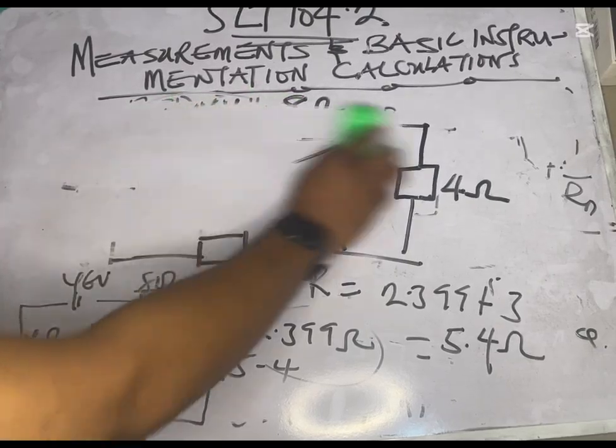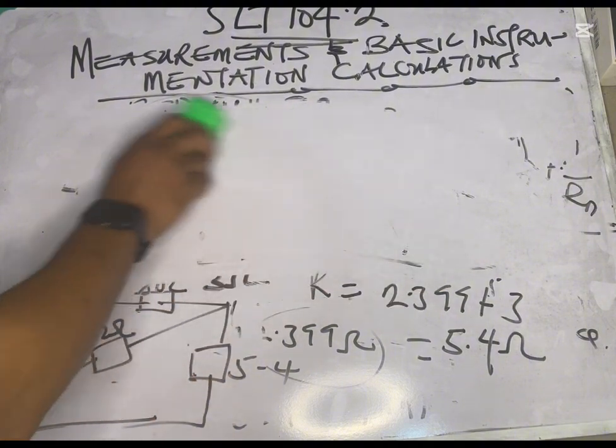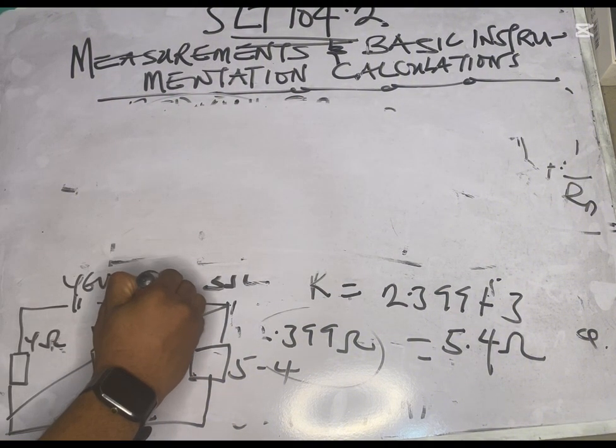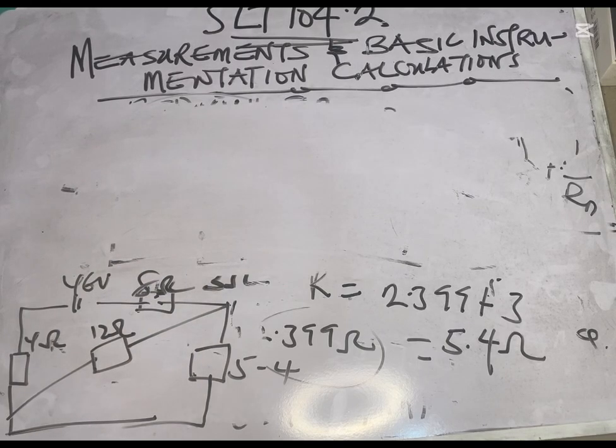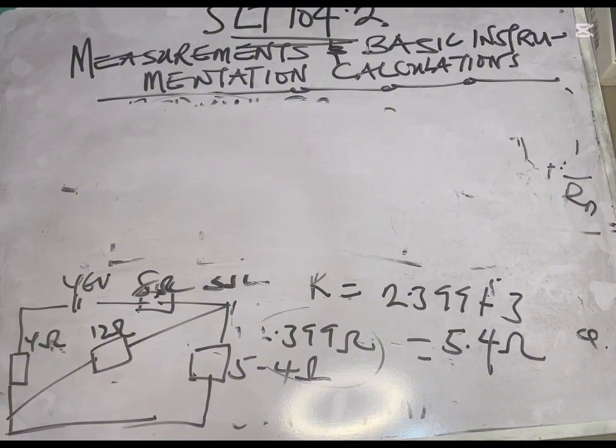Permit me to clean this so we can have space to continue drawing our circuits as we resolve. All right, remember this is still 8 ohms. Now we have 5.4 ohms here. We have 5.4 ohms here. Now let us come to this end.